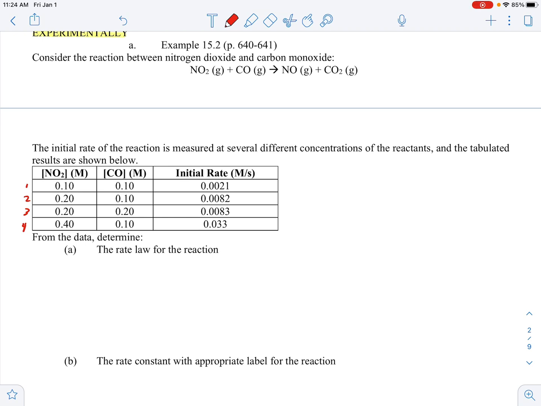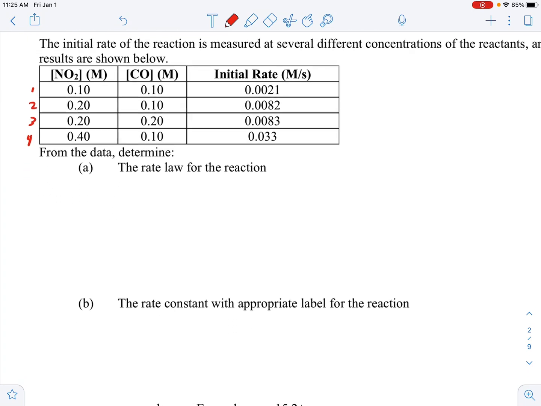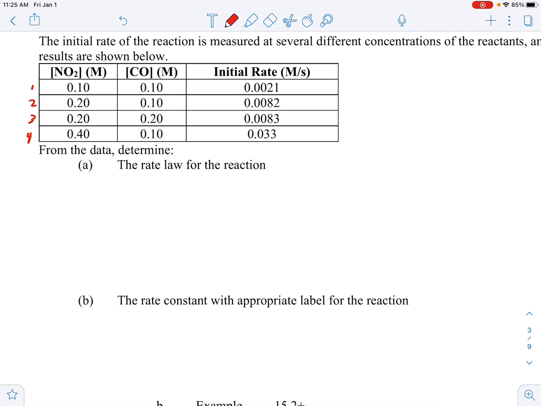So what you can do is compare what happens when you change one of the variables. And that's really what it comes down to. Once you get really good at this, you should be able to just look at it and see. But for the first few, we're going to go over them together and do all the work. So we're trying to find the rate law.